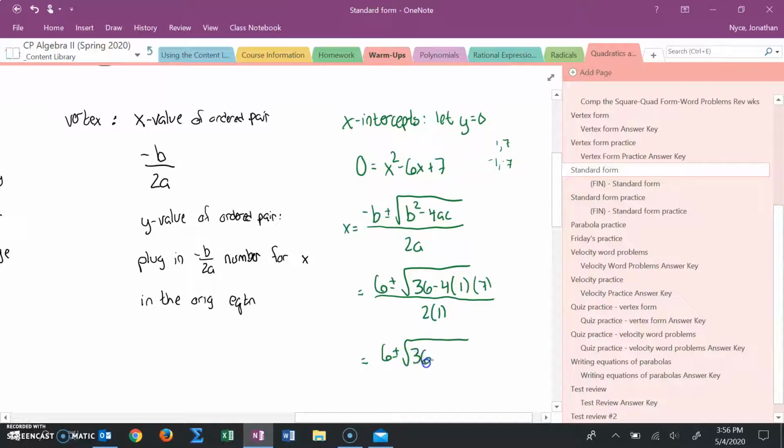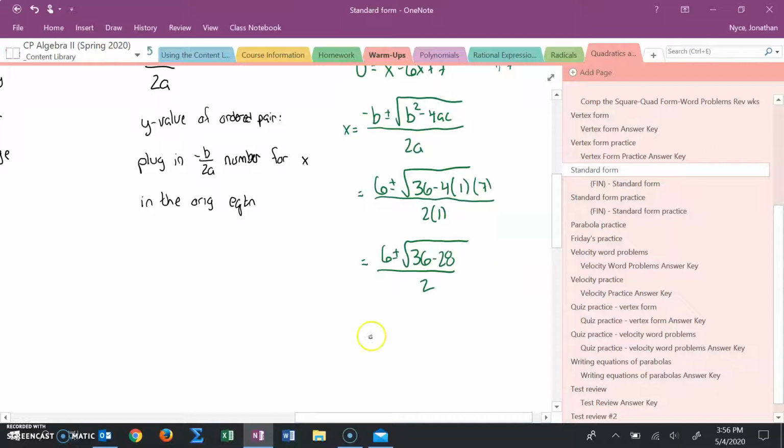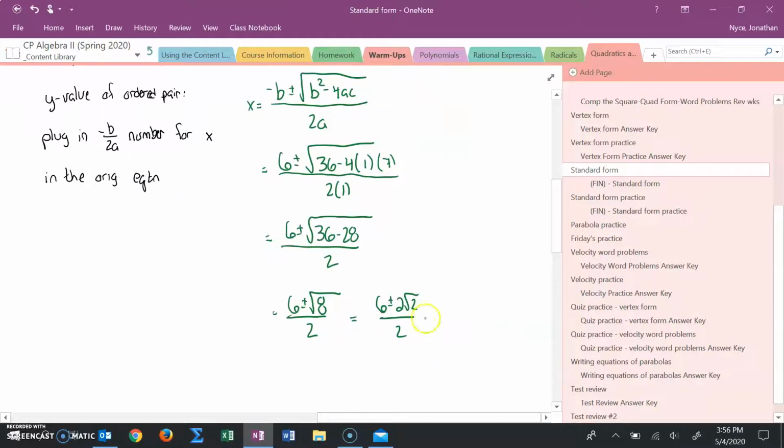That gives us 36 minus 28, all over 2. So we end up with 6 plus or minus the square root of 8, all over 2. And we can simplify that a little bit by breaking down root 8 to get 2 root 2, taking a 2 out of everything.